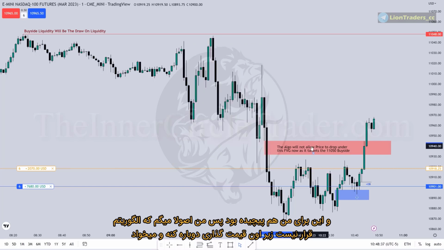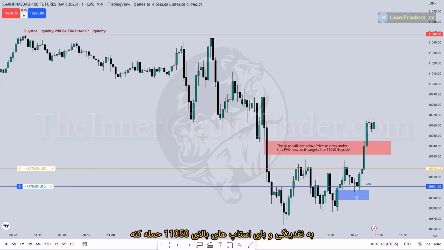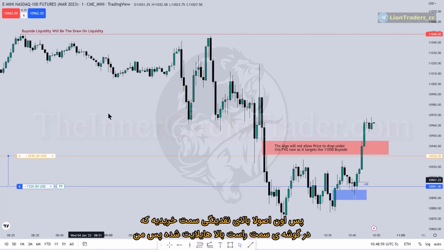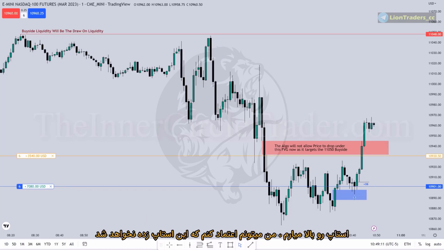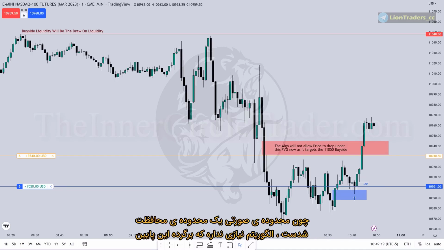So I'm basically stating that the algorithm is not going to reprice below that, and it's going to be attacking the liquidity at 11,050 buy side. So that's basically above the buy side liquidity pool that's being highlighted in the upper left-hand corner. So I'm moving the stop up. I can trust that the stop will not be hit because the pink area is a protected area. The algorithm does not need to go back down there.